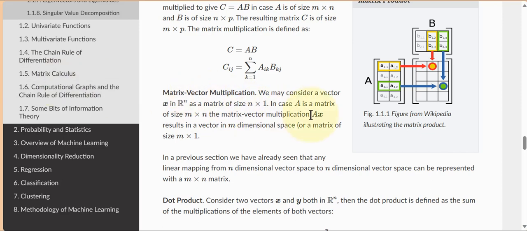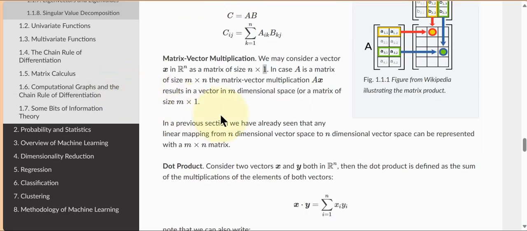So if this is n by 1, then A has to be something by n. So they say it's m by n. And then we can do this multiplication, and the result will be an m by 1 result, or in other words, it'll be a vector with the number of rows of that vector as m, where m comes from the size, the number of rows in A.